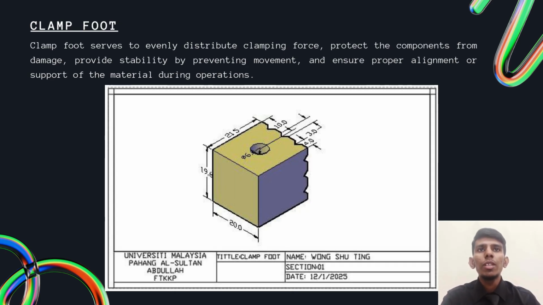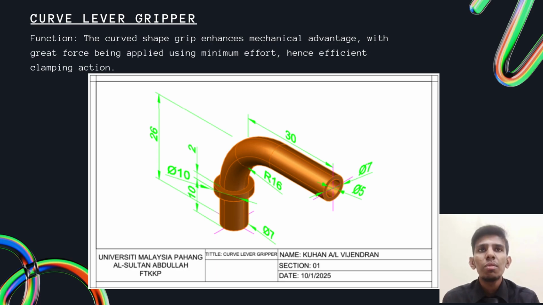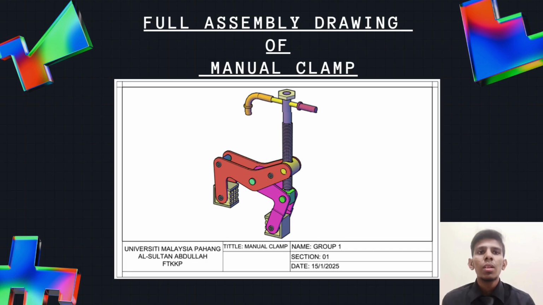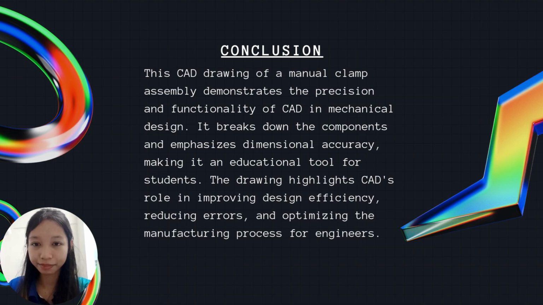Here's a drawing of the clamp foot with its dimension, which is used to evenly distribute clamping force, protect the components from damage, provide stability by preventing movement, and ensure proper alignment or support of the material during operations. For the additional part, which is a curve lever gripper that I drew, here is the dimension and the picture of the curve lever gripper for our lever. The curve-shaped grip enhances mechanical advantage, with greater force being applied using minimal effort, hence efficient clamping. And here is a full assembly drawing of our manual clamp in 3D.